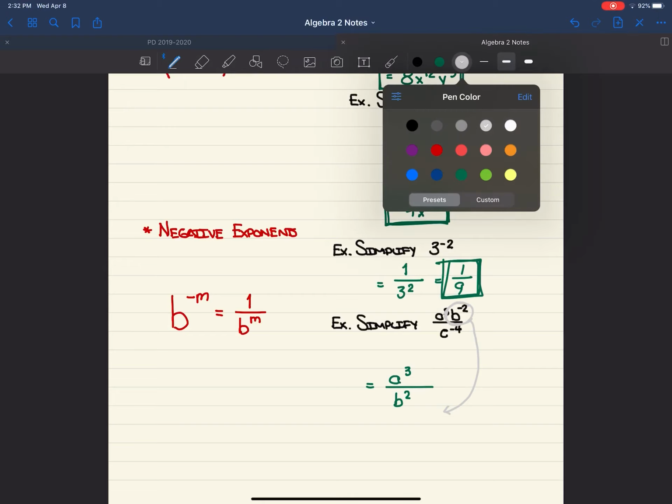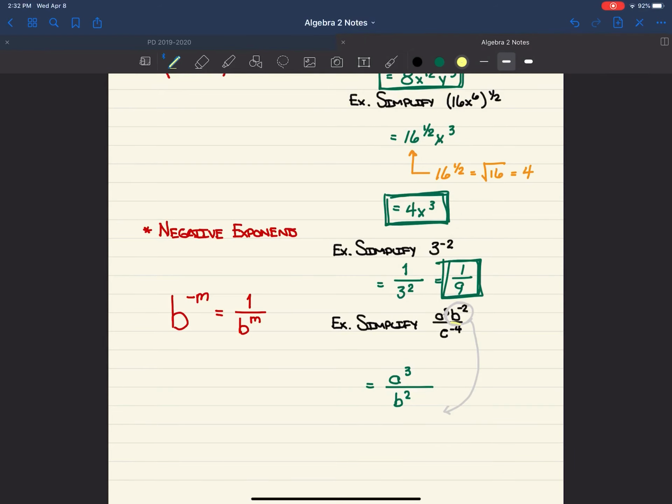And then if I look at the current denominator, my current denominator is c to the negative fourth. Since it's a negative exponent, we're going to move that up to the numerator. So that's going to tell us that we have a cubed times c to the fourth. Now that all of my exponents are positive, there's nothing I can simplify there. That is my final answer. So that is our fourth property of exponents.